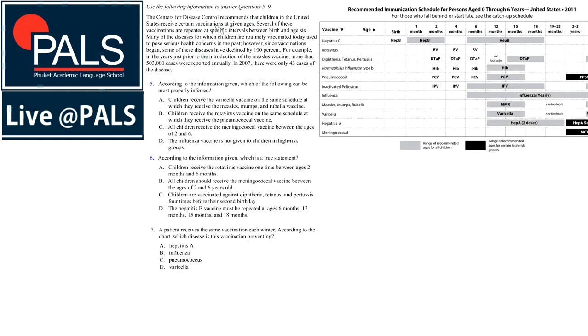The Centers for Disease Control recommends that children in the United States receive certain vaccinations at given ages. Several of these vaccinations are repeated at specific intervals between birth and age 6. Many of these diseases for which children are routinely vaccinated today used to pose serious health concerns in the past. However, since vaccinations began, some of these diseases have declined by 100%. For example, in the years just prior to the introduction of the measles vaccine, more than 503,000 cases were reported annually. In 2007, there were only 43 cases of the disease.